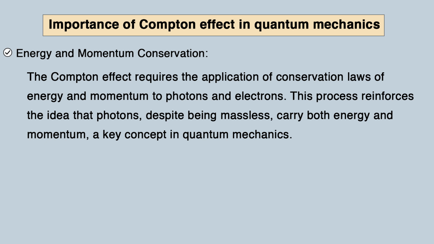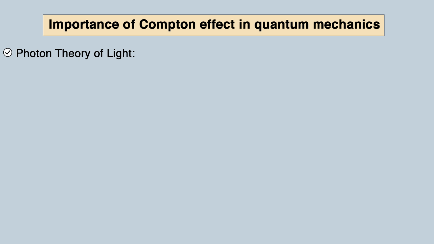The Compton effect requires the application of conservation laws of energy and momentum to photons and electrons. This process reinforces the idea that photons, despite being massless, carry both energy and momentum, a key concept in quantum mechanics. The third importance is the photon theory of light.